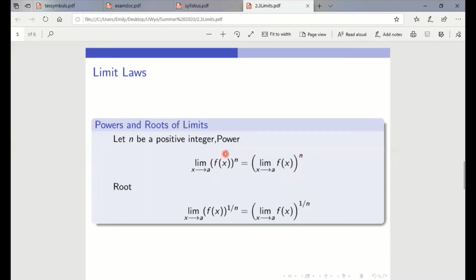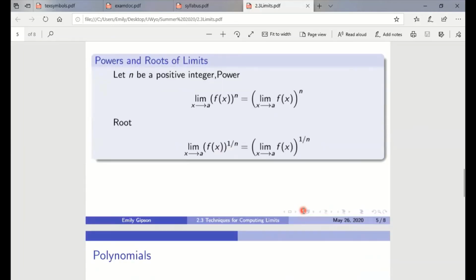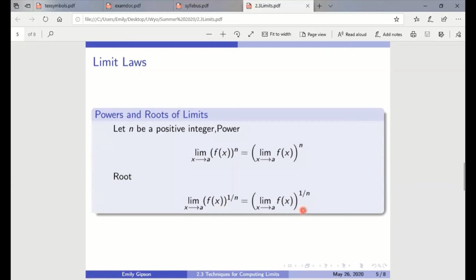And power is the same as we have quotients and products, and as we have sums and differences, we have powers and roots. So for the roots, if I have some function raised to the 1 over n power, then I can just say that the limit as x approaches a of f of x to the 1 over n power is the same as the limit as x approaches a of f of x, that value raised to the 1 over n power. And let's go ahead and do an example.